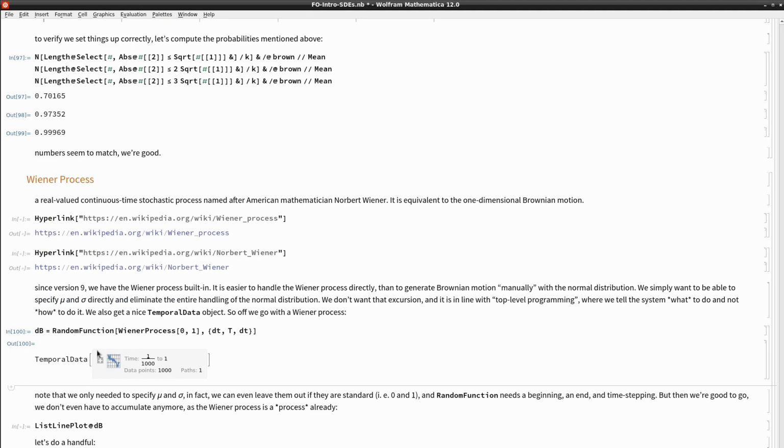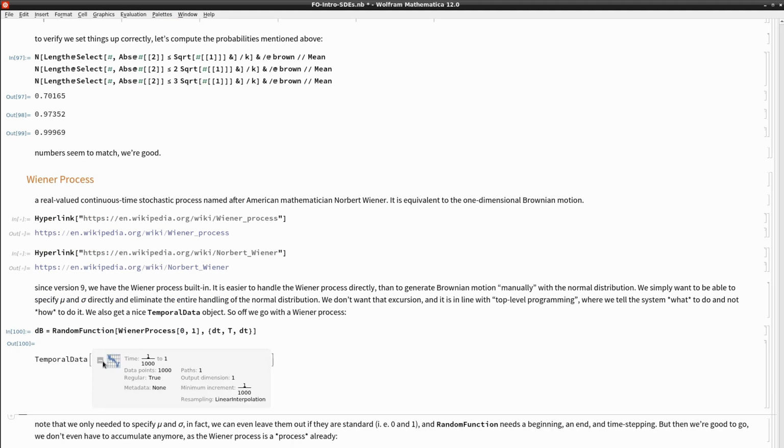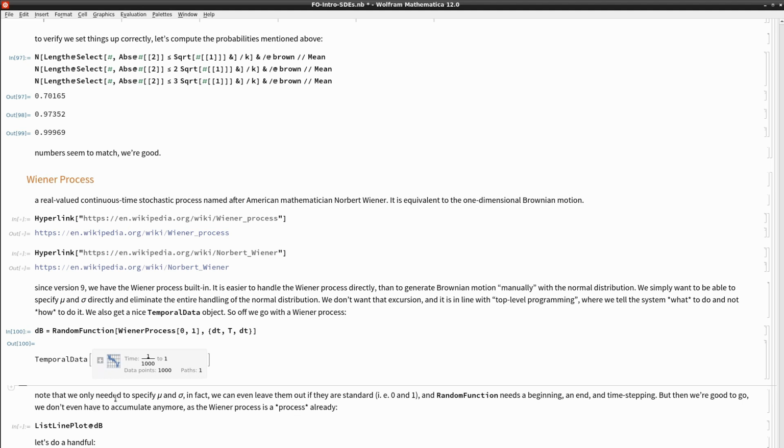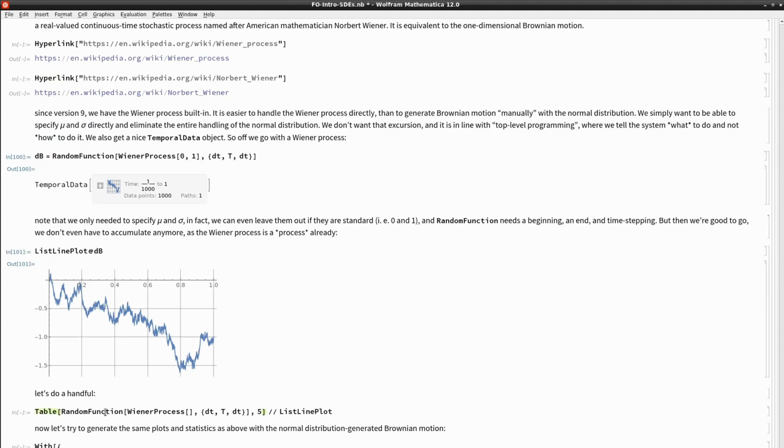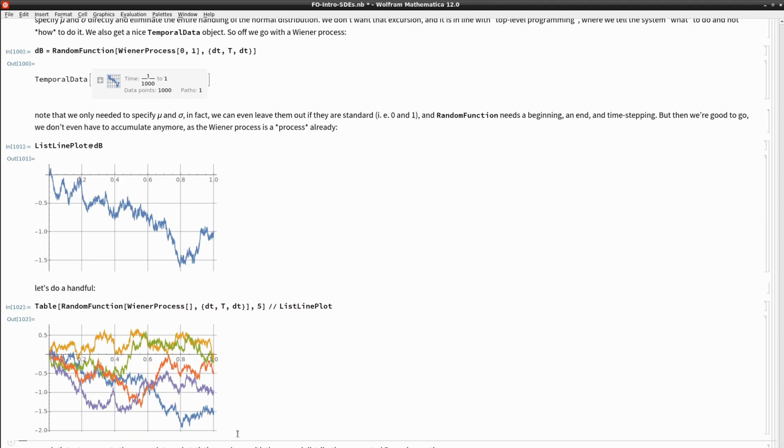And notice that the head of this expression is a temporal data expression. Okay, and realize that we only needed to specify mu and sigma. In fact, we can even leave them out if they're standard. That means 0 and 1. The random function needs a beginning and an end and a time stepping. So we needed to specify we start at dt. We want to use steps of dt all the way up to t. And remember, dt was 1/1000. But then we're good to go. Then we can proceed. How about a list line plot of this process? And let's do a handful of those so that we can see what we're talking about.